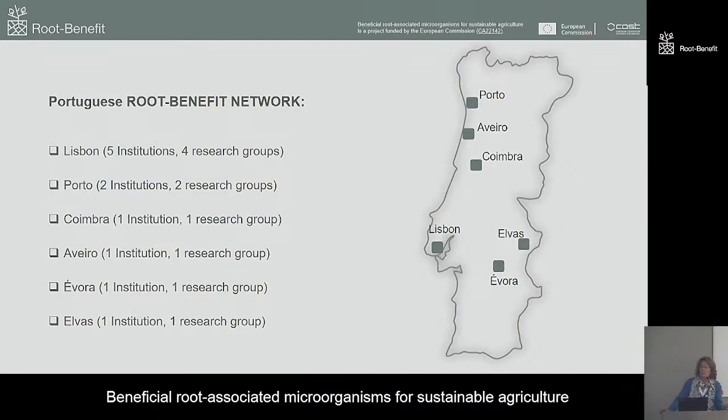Good morning. My name is Isabel Brito. I'm coming from Portugal, and I will present the main laboratories or institutes that are working with soil microbes in general. They are split all over the country, mainly in the littoral parts, and of course more in Lisbon, but also in Porto. In Coimbra, there is a group that is not very active right now, but it has been some years ago, so they still have people working on the subject, but not very intensively. Aveiro, and Évora, where I come from, and Elvas.